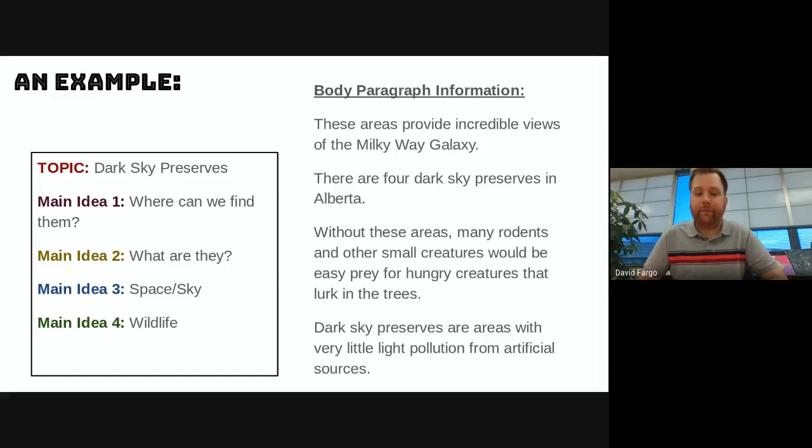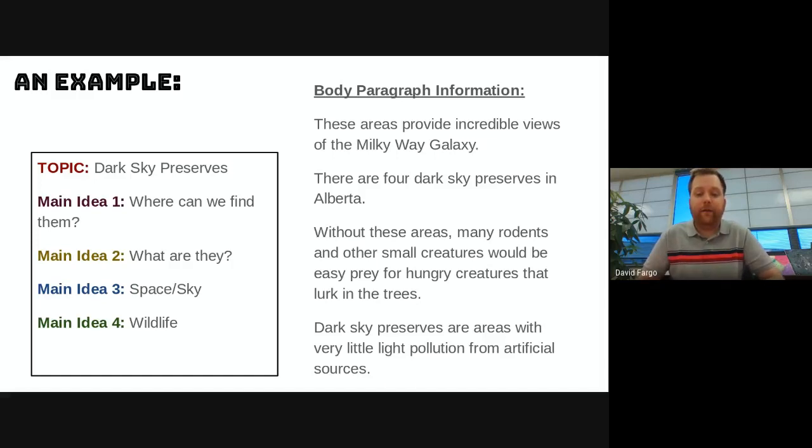Let's try the third one. Without these areas, many rodents and other small creatures would be easy prey for hungry creatures that lurk in the trees. Okay, well, we're talking about rodents, we're talking about small creatures, prey. It sounds like we're talking about wildlife, right? Wildlife and animals are the topic of this sentence. So that would go into body paragraph 4.